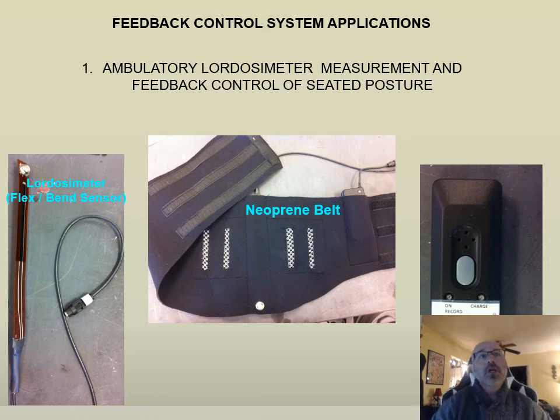So what we're going to do here is talk a little bit about a feedback control system application, specific to some of the research that I've done in the past in my research lab. The project that we're going to be discussing here is ambulatory load dosimeter measurement and feedback control related to seated posture.